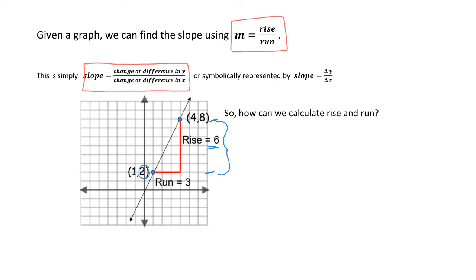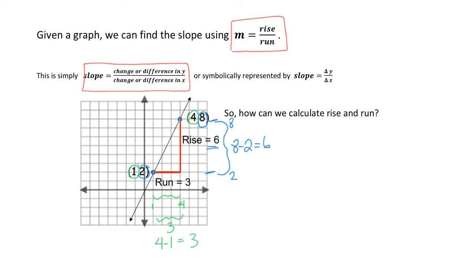Well, how did I get those? I went from 2 all the way up to 8. I went from 2 up to 8, and I know in between those two, that's 6 spaces. Or another way to look at that is if I did 8 minus 2, it equals 6. We can look at things the same way for the run. If I'm looking at the difference between here and here, my x value here is 1 and my x value here is 4, because it's the points (1, 2) and (4, 8). Those are my two x values, and the difference between them is 3. Or I can do 4 minus 1, which is equal to 3.